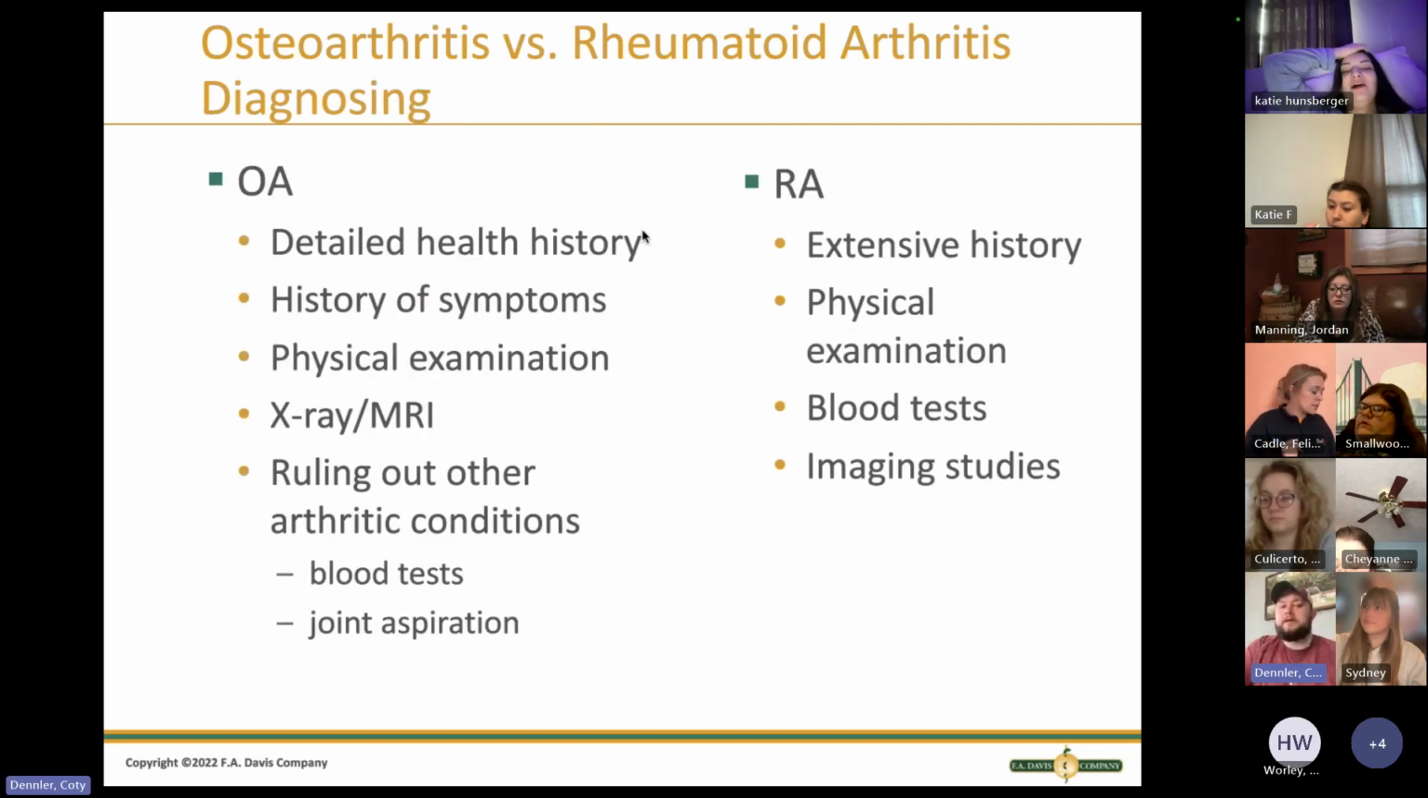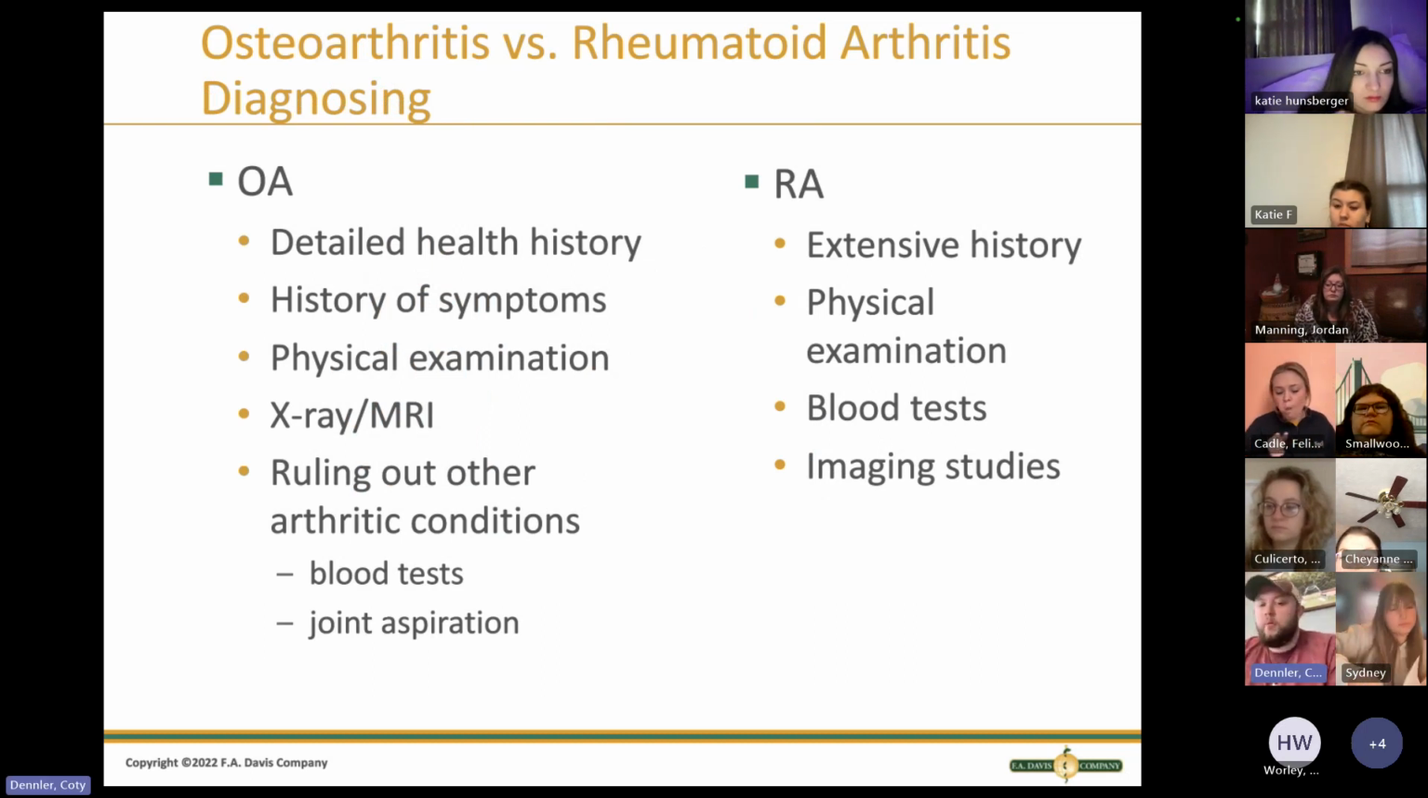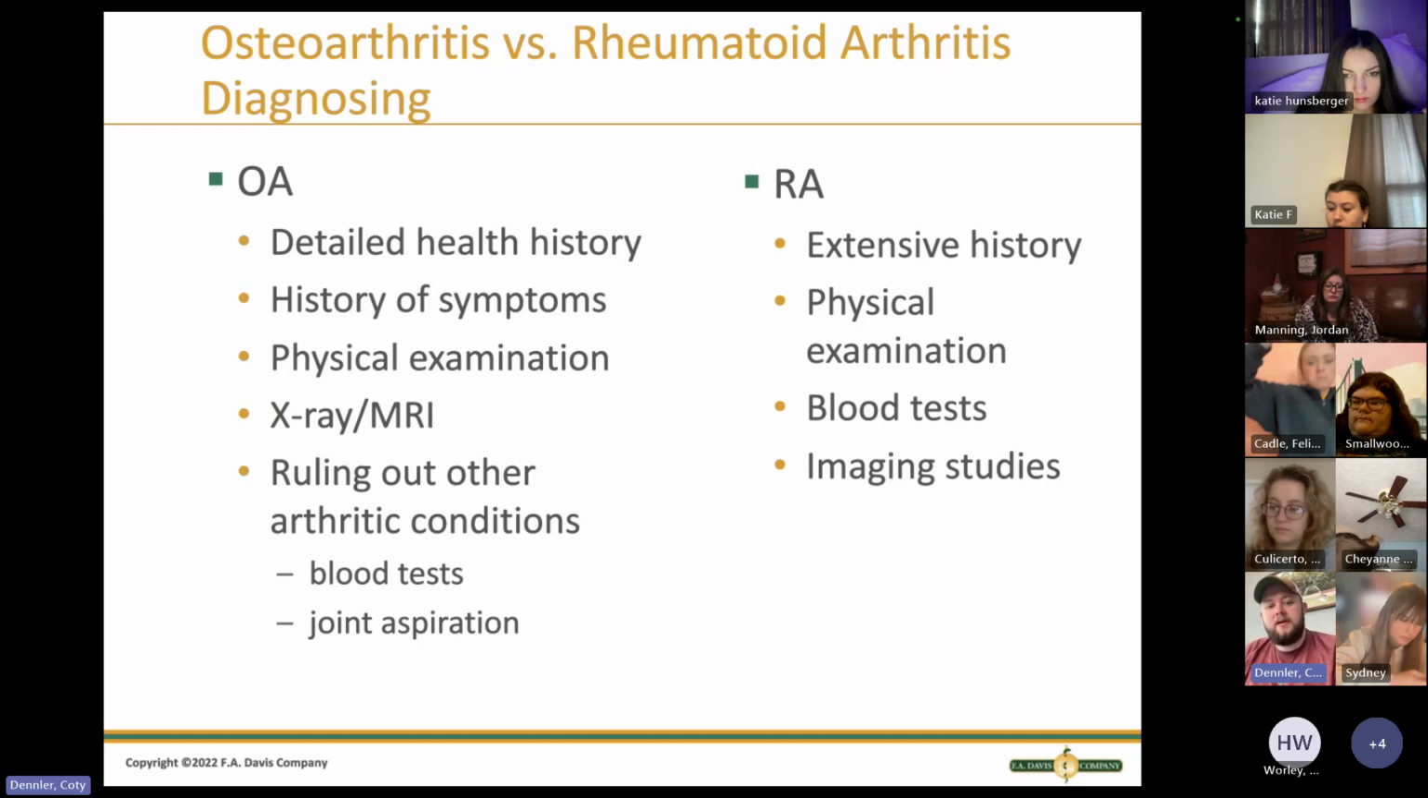All right, let's go to the next part. So diagnosing. When you're starting to figure out which one is which, what do you have to look at? For OA, you look at a health history. What have you done all your life? That type of thing. What do your symptoms look like? They'll do a physical exam to see what the physical characteristics of this are. You can see osteoarthritis very well in an X-ray or an MRI if you need to. It's easy. It's very plain to see.